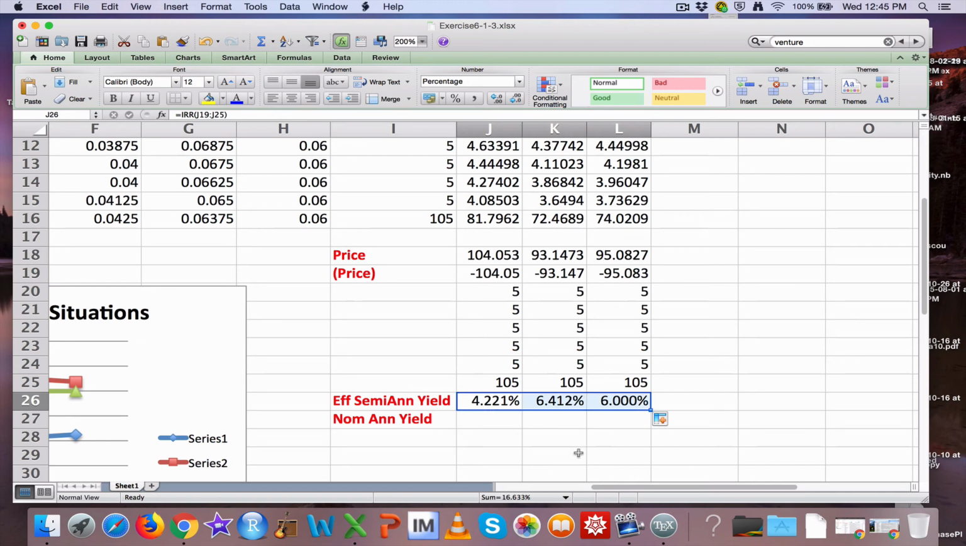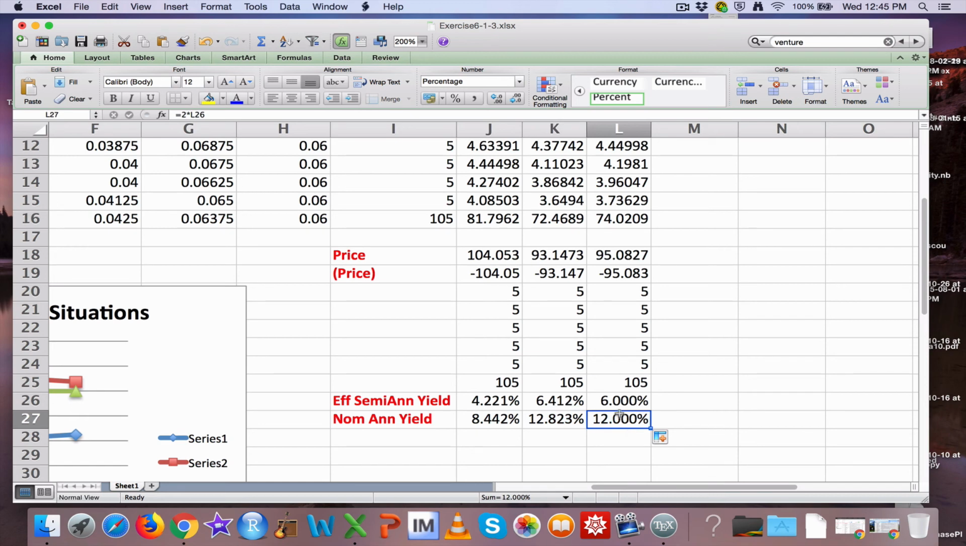There we go. Those are the answers in the case of the 10% overall coupon rate, which converts to a 5% semi-annual coupon rate. Multiply those by 2 to get the nominal annual yield, like that. And we could write that as a percent and increase the decimal places if we like, and copy and paste it over.